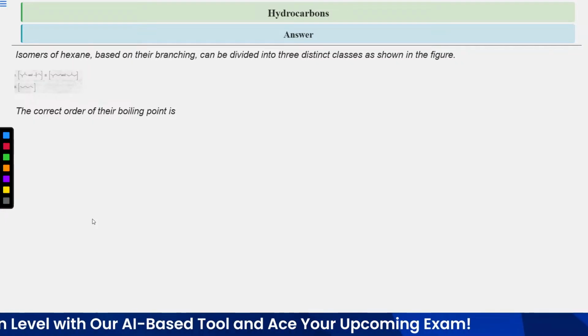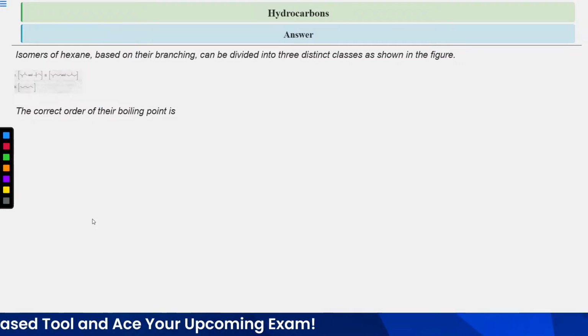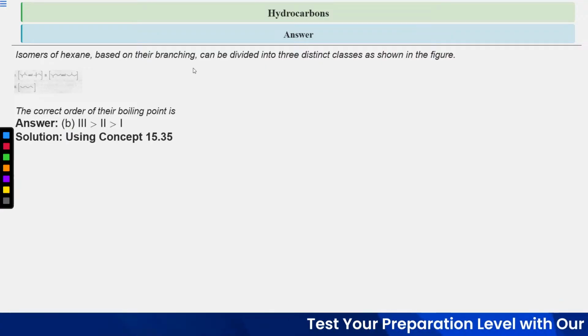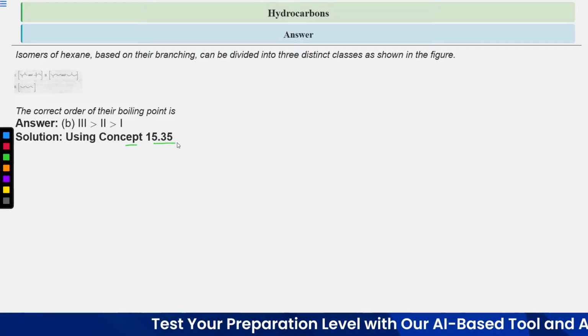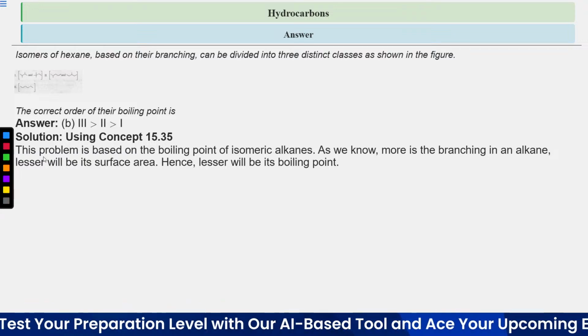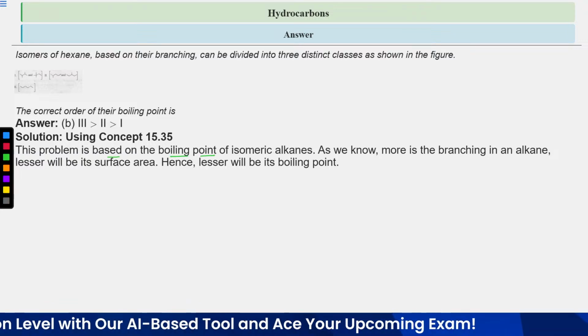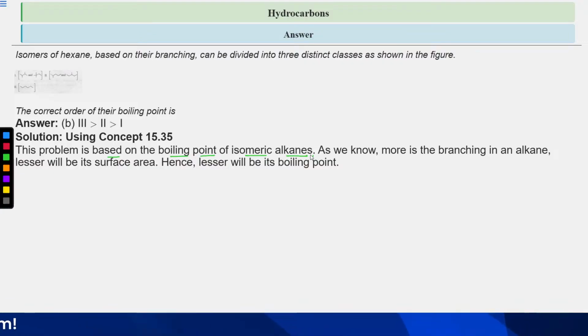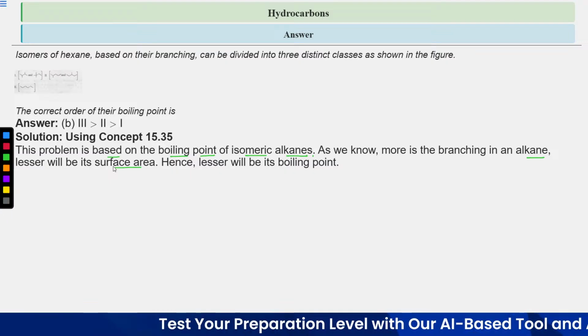For the given question, the correct answer is option B, that is highest in third, then second, and then first. Using concept 15.35, this problem is based on the boiling point of isomeric alkanes. As we know, the more the branching in an alkane, the lesser its surface area, and hence the lesser its boiling point.